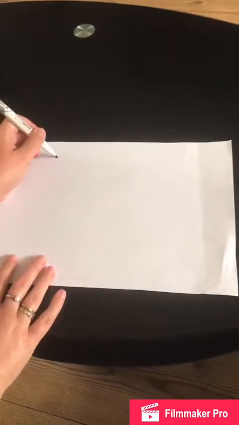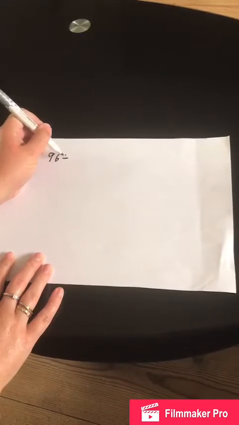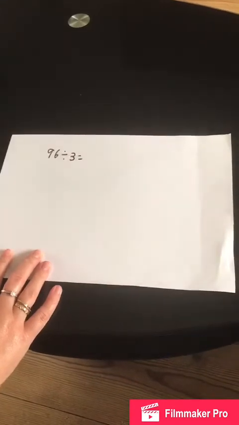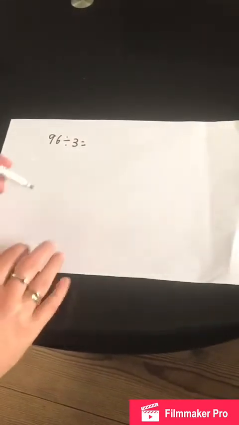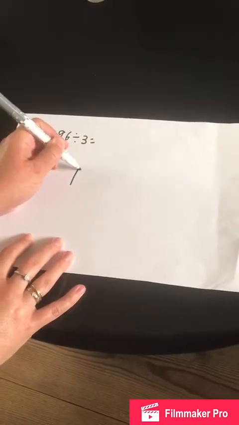Okay, so this is an example of how you would lay out using the formal method of division, which some people call bus stop method. We're going to start with using the same example that's going to be in your maths pack. So we're going to do 96 divided by 3. So 96 divided into 3 groups. We're going to start by drawing our bus stop, or our formal method.